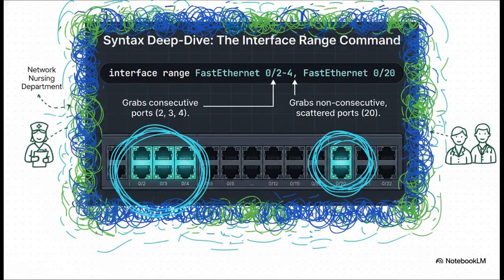To assign those occupants efficiently, we need to understand a super powerful CLI tool, the interface range command. Take a look at the syntax. We type interface range FastEthernet 0/2 - 4, FastEthernet 0/20. Notice how we use the hyphen to grab a consecutive block of ports, so ports 2, 3, and 4, and then we use a comma to grab a completely non-consecutive scattered port, which is port 20. This is great because it lets us grab all the specific physical ports belonging to the nursing department in just one single line of code.